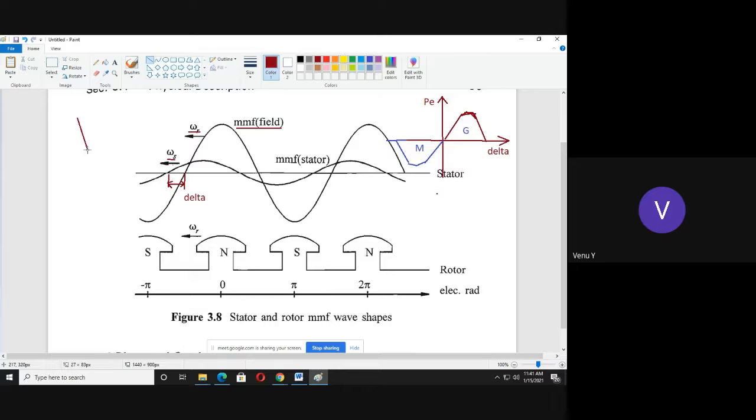If you draw the equivalent poles of stator and rotor, for understanding purpose, I am drawing the equivalent magnetic fields of stator and rotor.